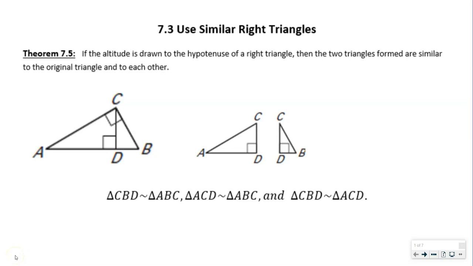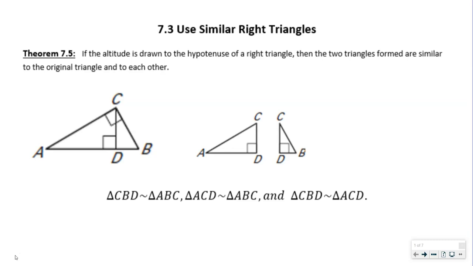All right, class, next section, 7.3, using similar right triangles. So remember, with similar triangles, we used a lot of proportions to help us find missing side lengths. So we're going to be doing that today, but we're also going to be looking at some special formulas that can help us with that.